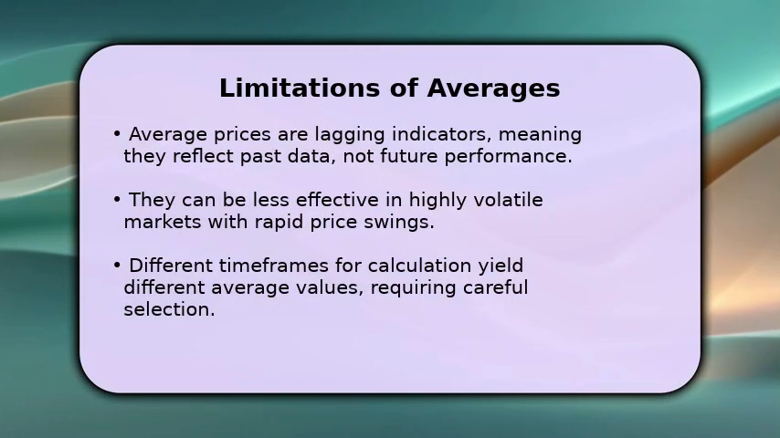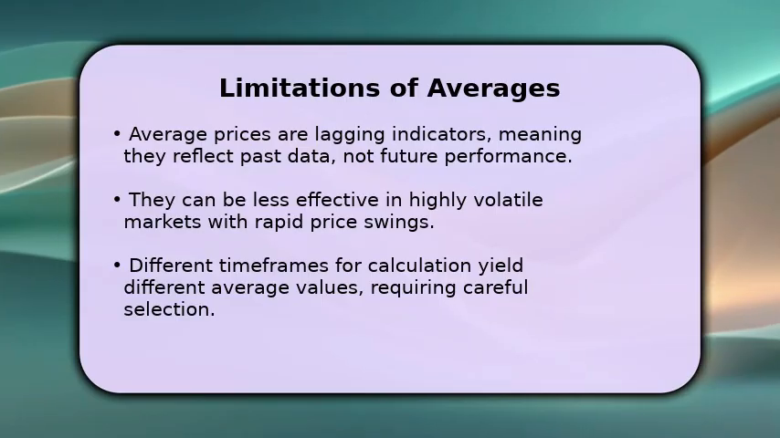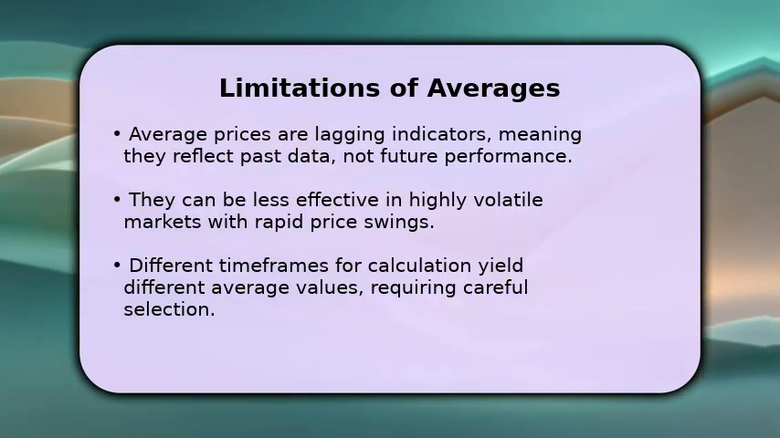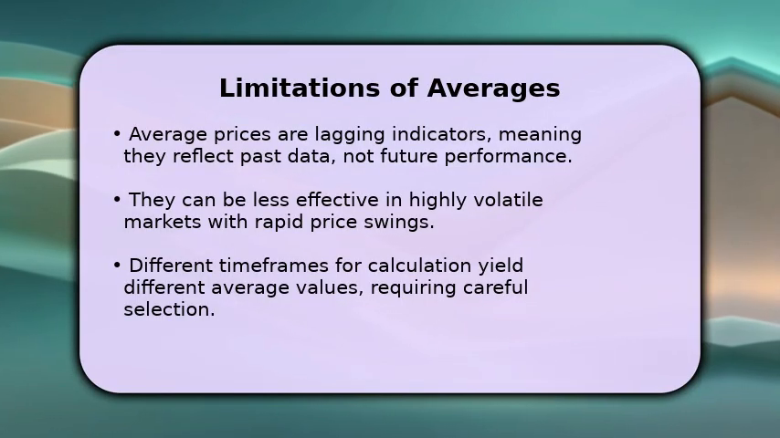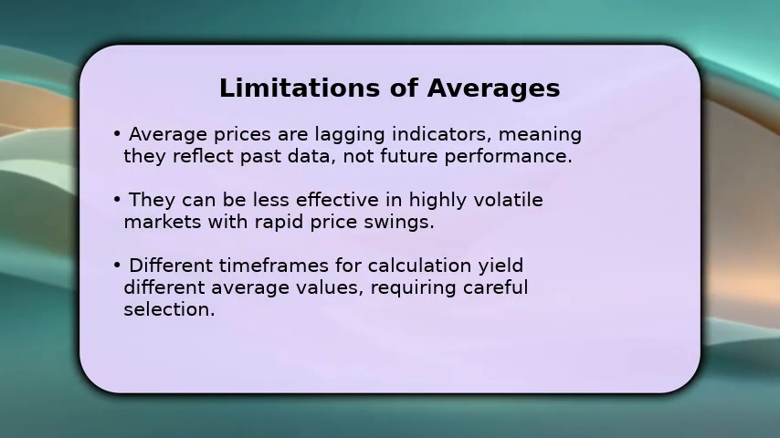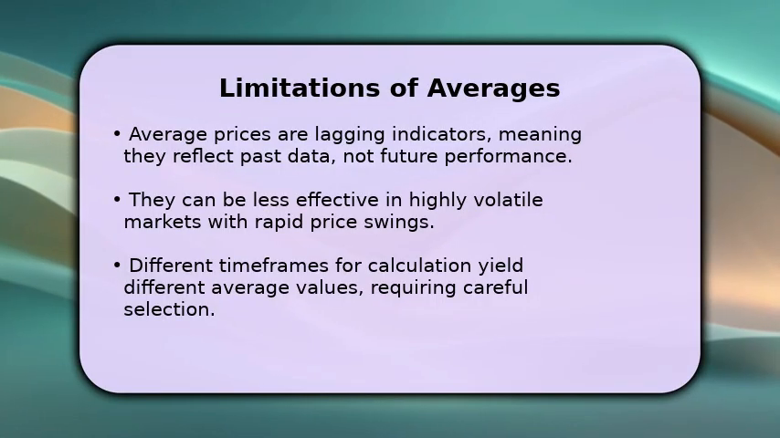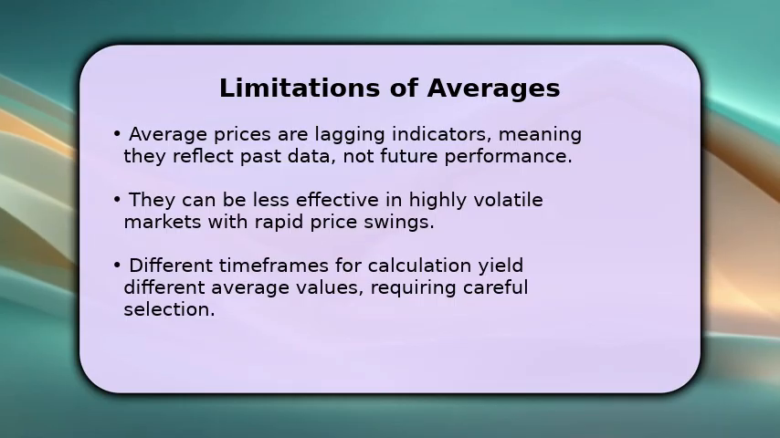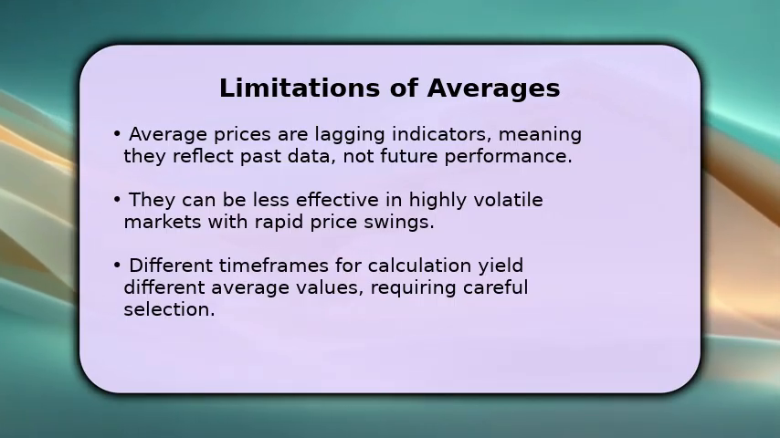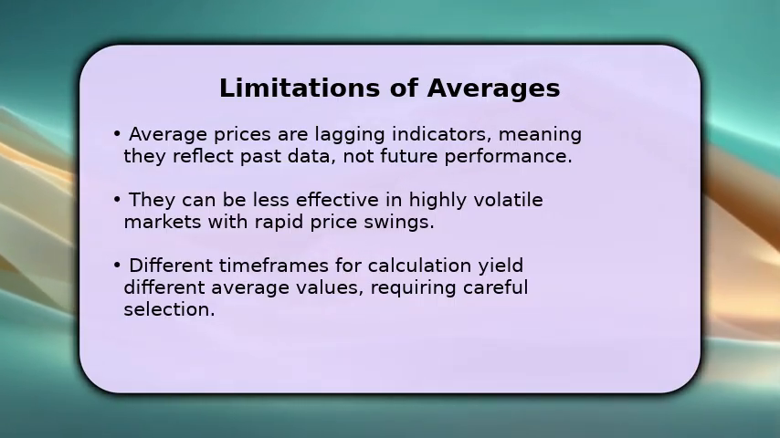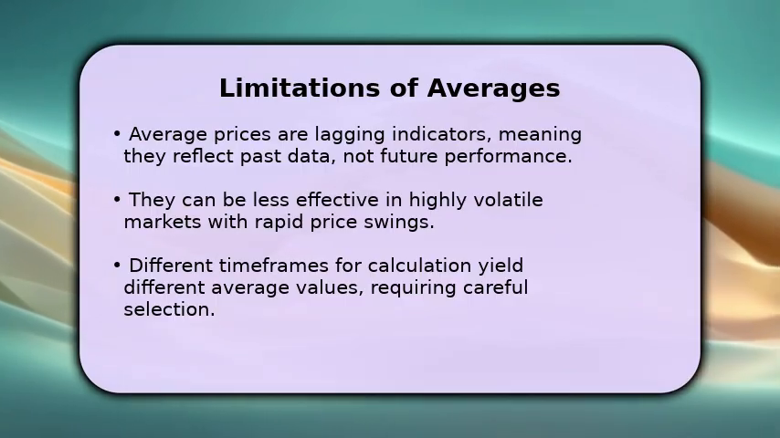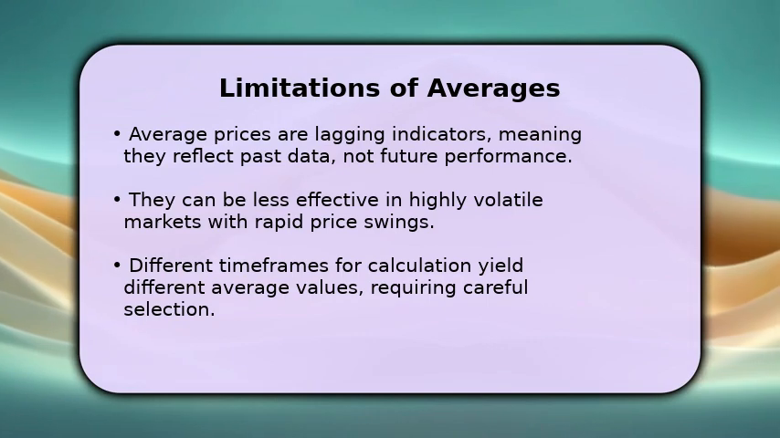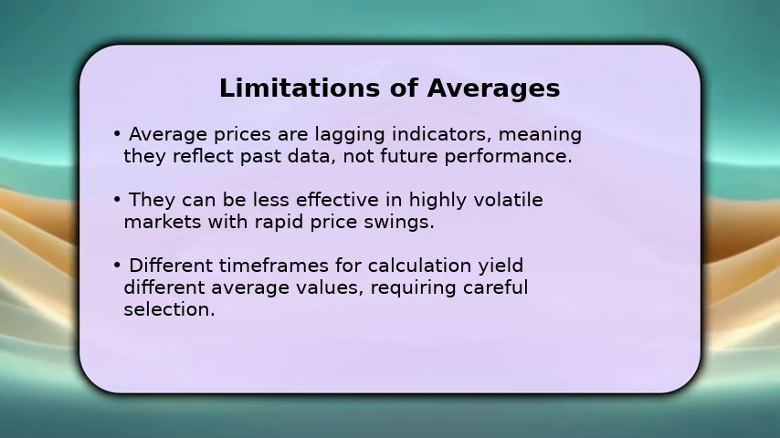While average stock prices are powerful tools, it's important to be aware of their limitations. They are lagging indicators, meaning they reflect past data and don't predict future movements. In highly volatile markets, averages might not capture rapid price changes effectively. Also, choosing the right time frame for your average is crucial, as a 20-day average will differ significantly from a 200-day average. Always use average prices in conjunction with other indicators for a comprehensive market view.